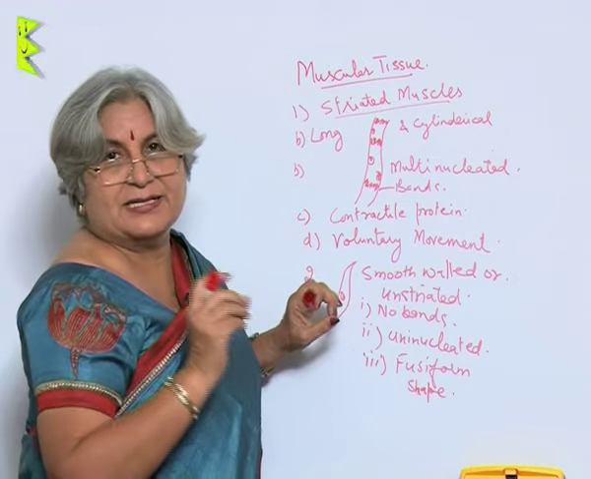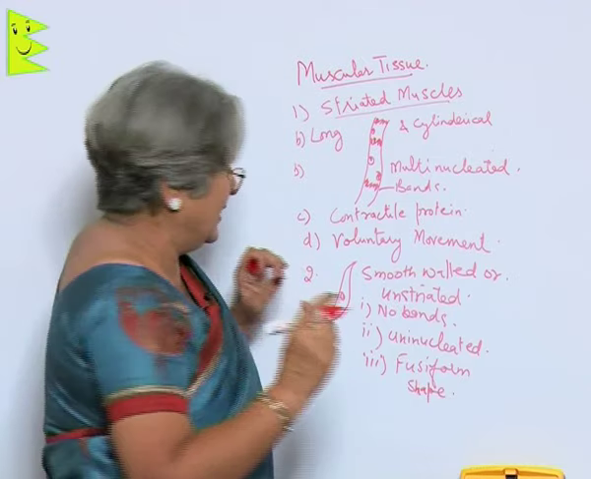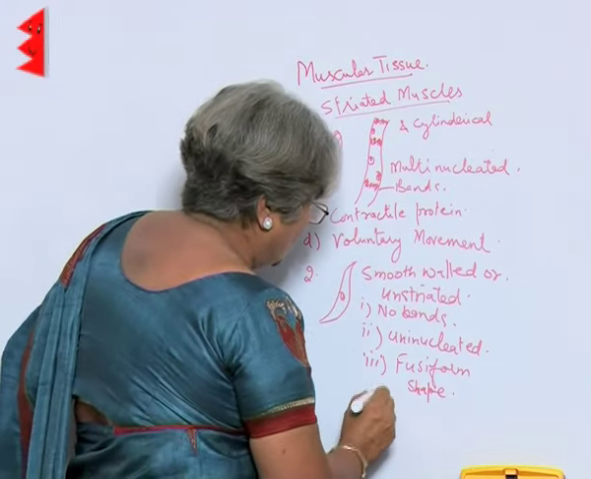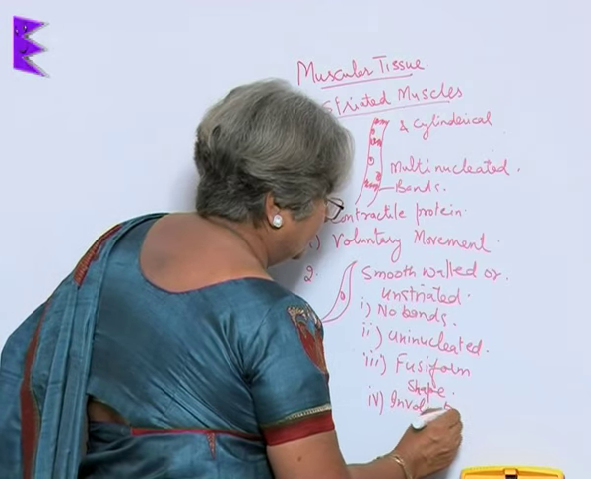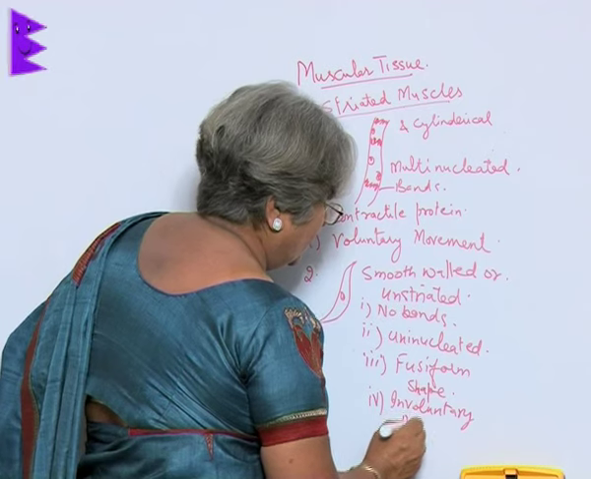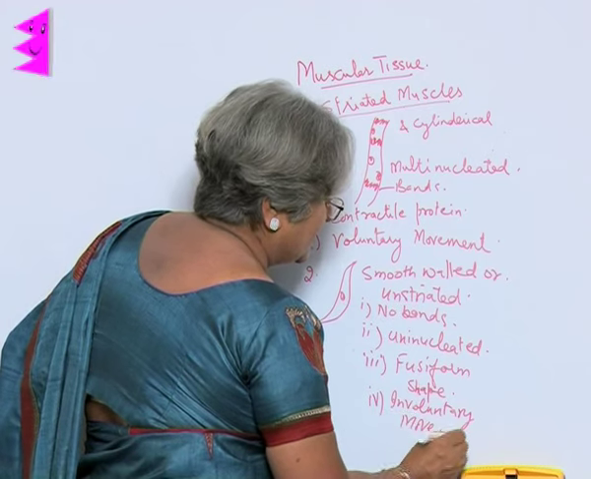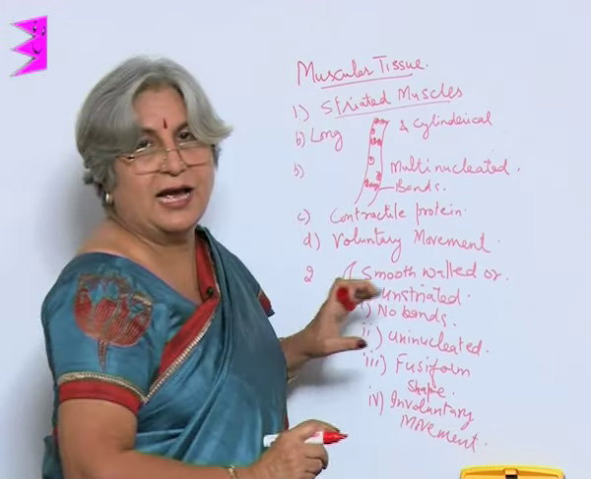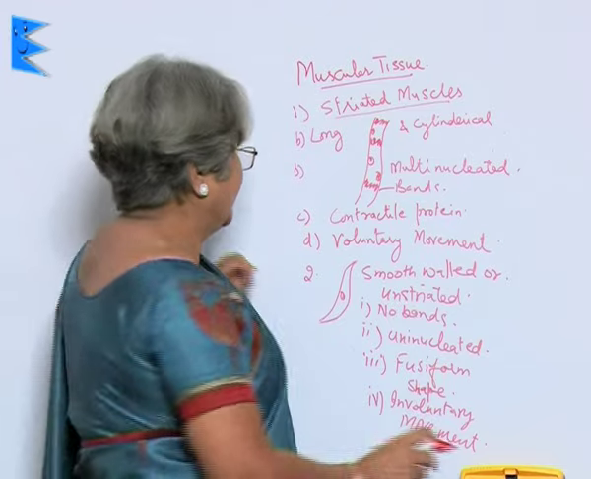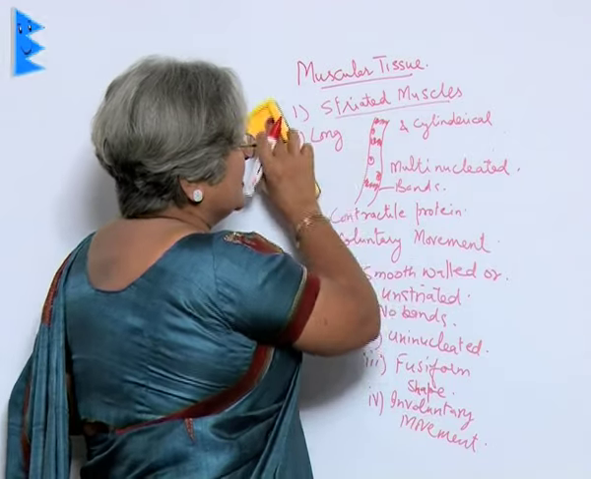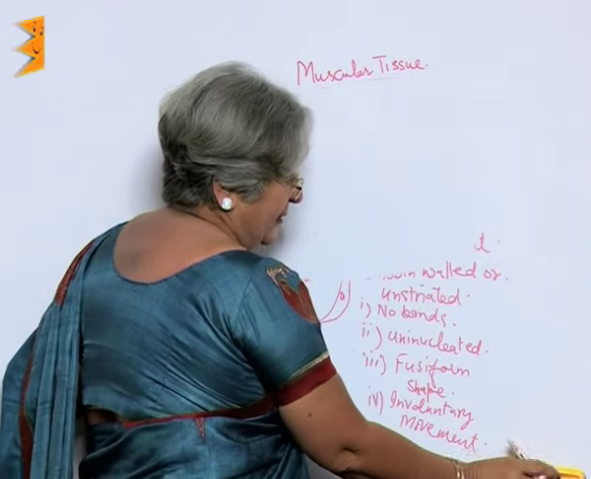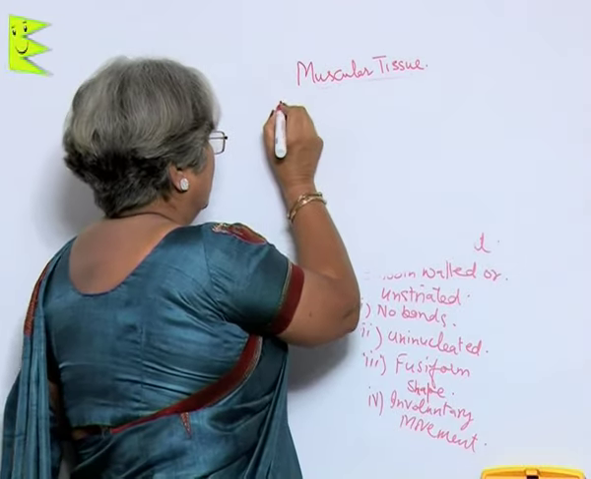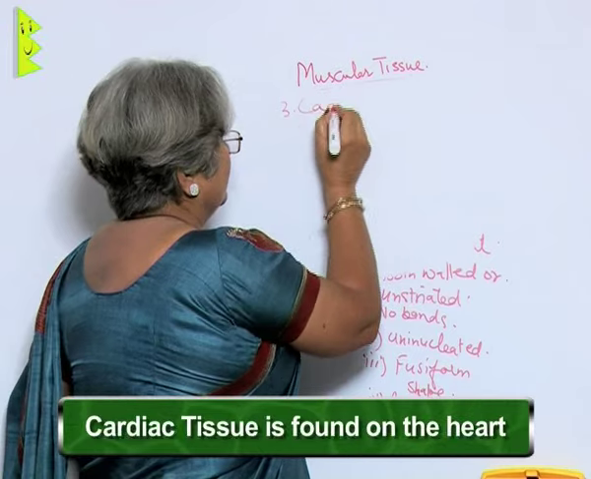These muscles are present in the internal organs and they are responsible for involuntary movement. All organs except the heart have smooth walled muscles. Now, what kind of muscles are present in the heart? Because the heart also is a muscular organ. This is called cardiac tissue.